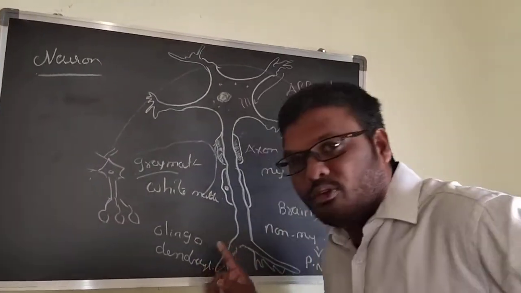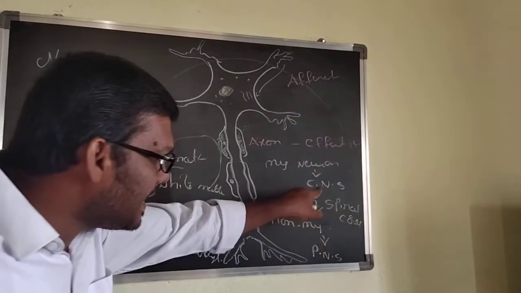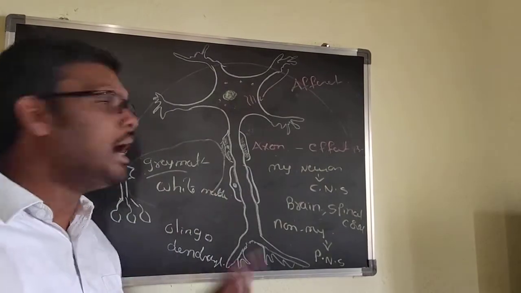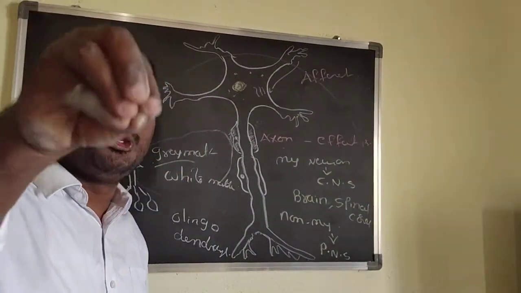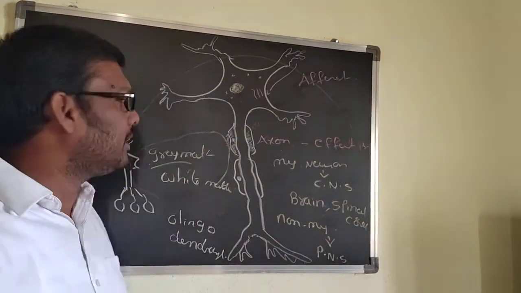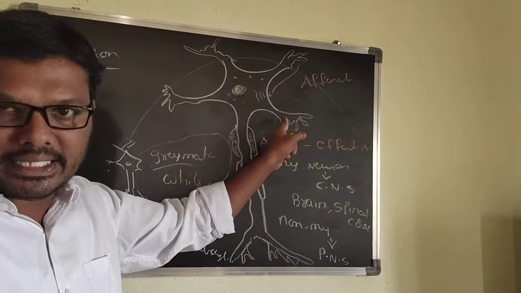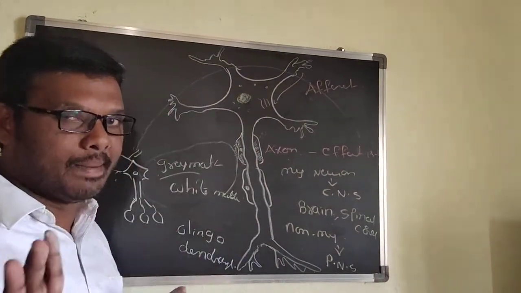What is the use of the oligodendrocytes? Oligodendrocytes form a myelin sheath in the central nervous system. Schwann cells form a myelin sheath and also the neurolemma. The neuron covered by a membrane is called the neurolemma, that too in the cell body region, by the Schwann cells. That is the differentiation. Keep in mind.